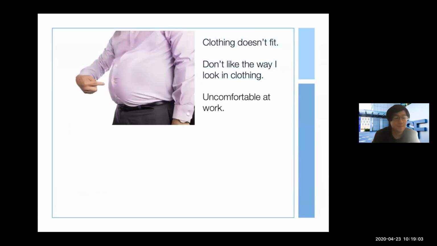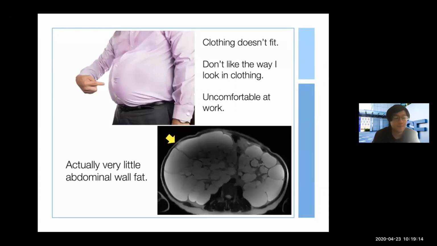Many of these patients will present just with complaints about how their clothing doesn't fit, or they don't like the way they look in their clothing, or they're uncomfortable at work where they have to wear business clothing. And one take-home message is that despite the fact that these patients may look very large in clothing, they have very little abdominal wall fat. So this is a fairly representative picture. You can see this is going to be a very large looking person, but they have very little abdominal wall fat. And that's often a function of the fact that they just can't eat very much because of these large cysts. So they may be relatively malnourished despite looking very large on the outside.